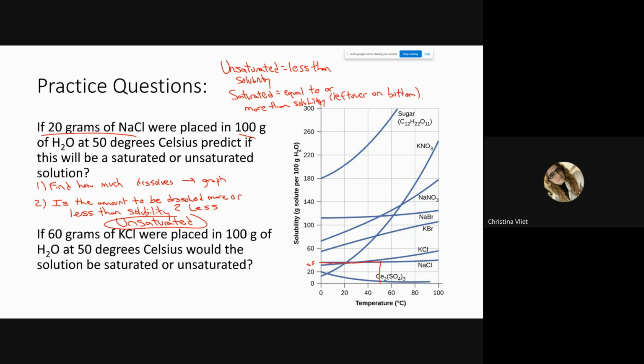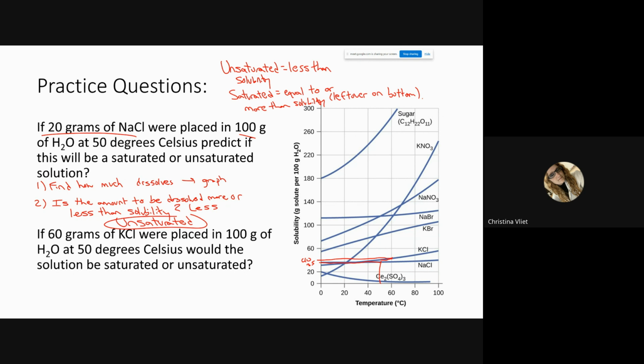60 grams of KCl and 100 grams of water. Just placed in 100 grams of water with no other information given to you. 60 grams of KCl. So the first step, find how much is supposed to dissolve, right? Use a ruler, find how many grams is supposed to dissolve. That will be around 40, I would say. So it's less than the 60.